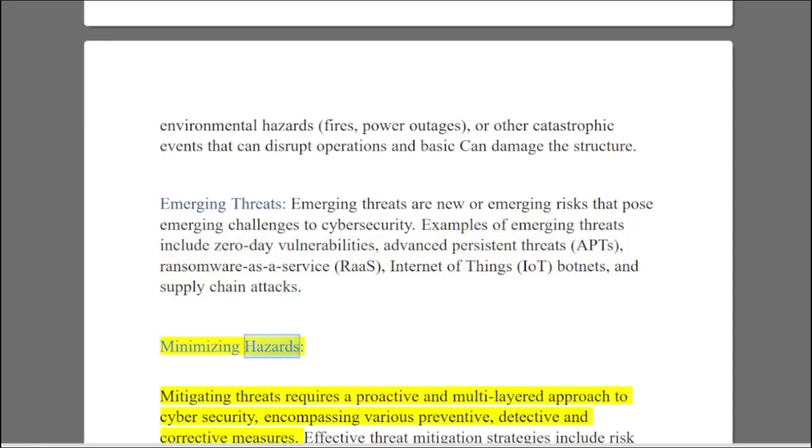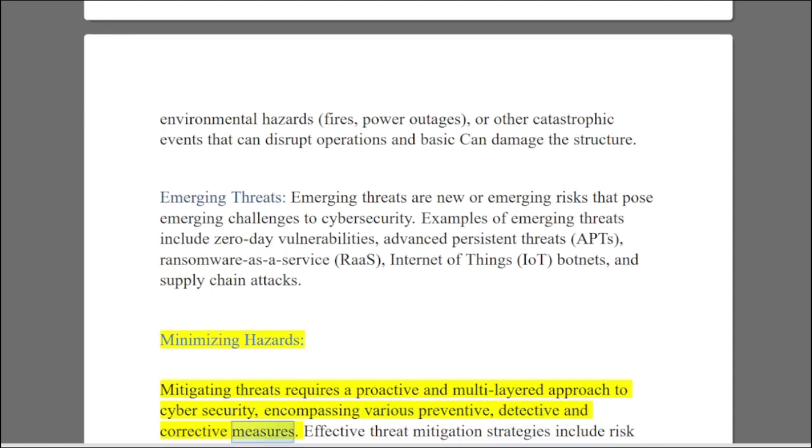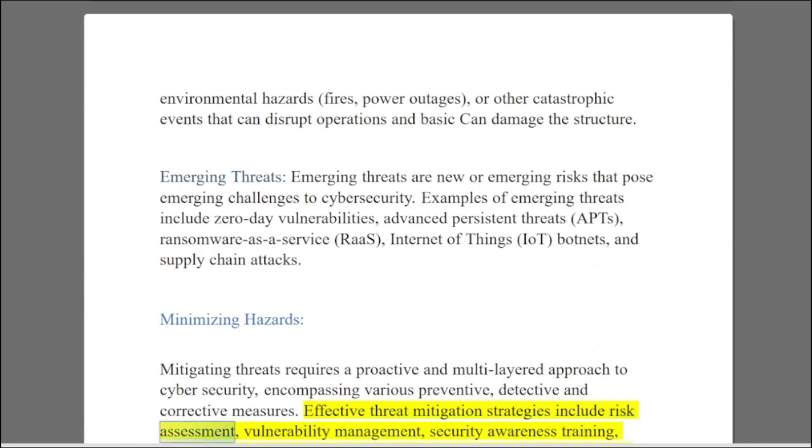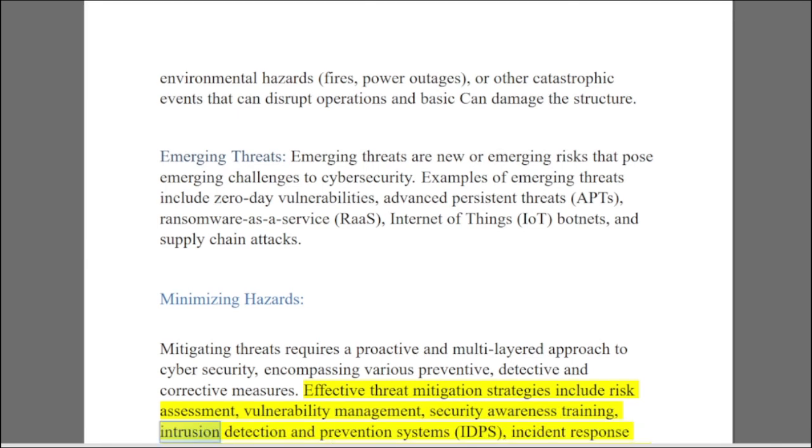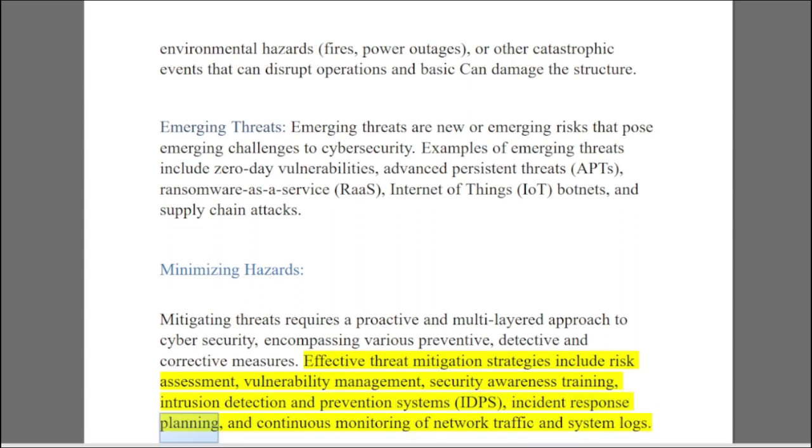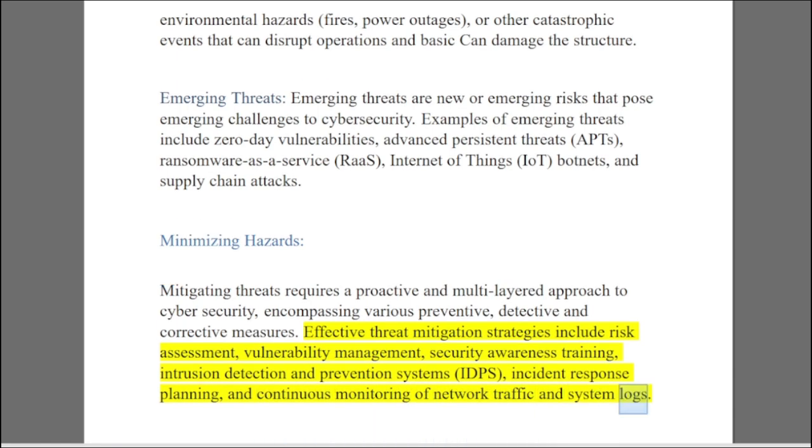Minimizing threats. Mitigating threats requires a proactive and multi-layered approach to cybersecurity, encompassing various preventive, detective, and corrective measures. Effective threat mitigation strategies include risk assessment, vulnerability management, security awareness training, intrusion detection and prevention systems (IDPS), incident response planning, and continuous monitoring of network traffic and system logs.